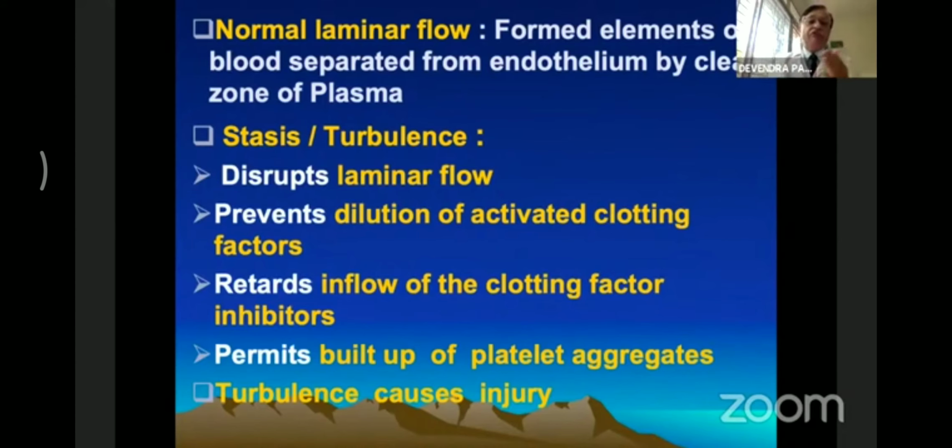What happens because of stasis and turbulence? This laminar flow is disrupted. Dilution of activated clotting factors is prevented, and the clotting factor inhibitors do not come there. It also permits the buildup of platelet aggregates; more platelets are there because of stasis. Turbulence itself will cause injury. Basically, stasis will cause prevention of dilution of factors, fewer inhibitors coming in, and platelet aggregation, while turbulence will cause the injury.